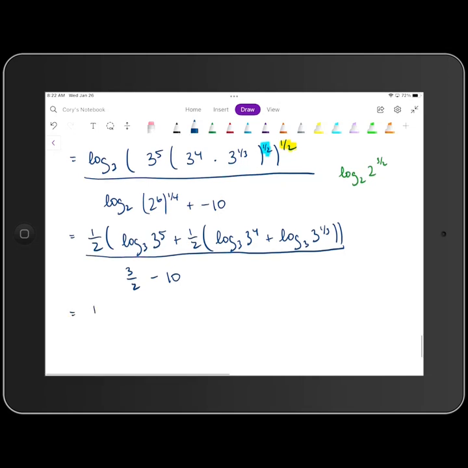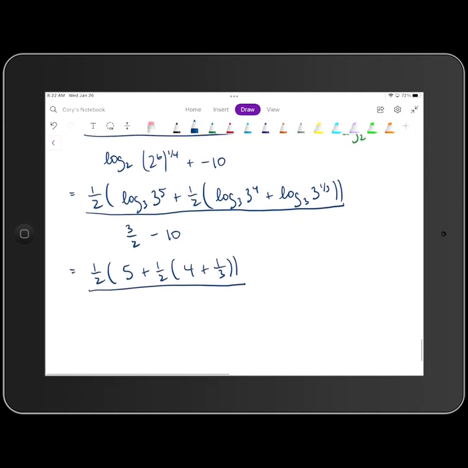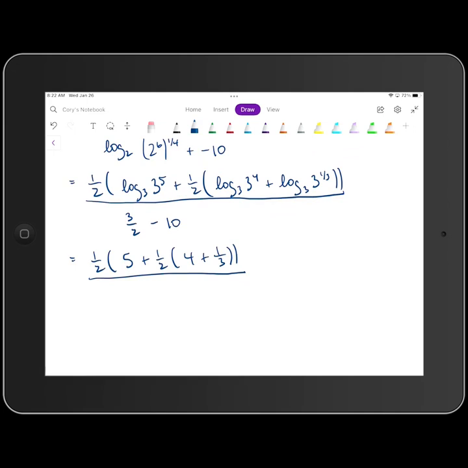Okay, so let's start simplifying what we have in the numerator here. So we have 1/2 times the log base 3 of 3 to the 5th power is going to be 5. Excuse me, plus 1/2 times the log base 3 of 3 to the 4th power is going to be 4, plus the log base 3 of 3 to the 1/3 power is 1/3. And then we're going to divide that by 3/2 minus 10. So that's 3/2 minus 20/2. That's going to wind up being negative 17/2.